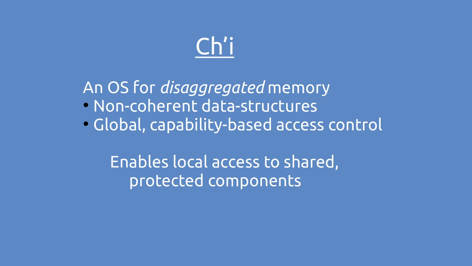So this work does some preliminary investigations of an operating system that we call Chi, and it's an operating system for disaggregated memory. It has non-coherent data structures, and the operating system can work within the bounds of being non-coherent. Yet despite that non-coherency, it does have global capability-based access control to manage all of the memory on the system, what should be shared, what should be allocated to which node, etc. So a side product of this is that it enables local access to shared protected components. We can locally access global state within that operating system instead of needing to talk to another node for it.